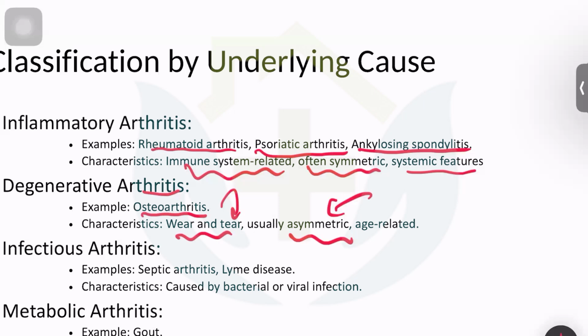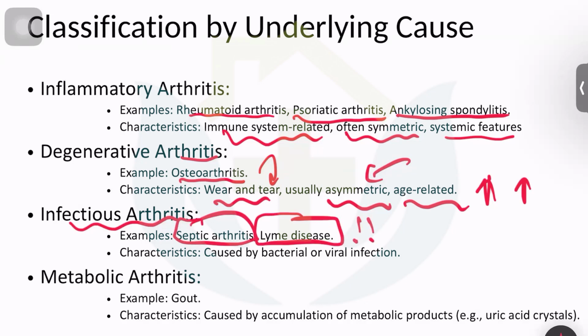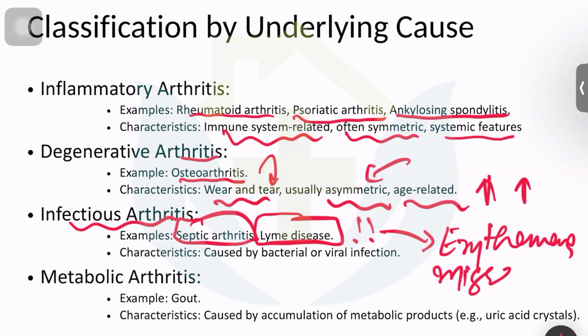Whichever joint is used more will be affected more, and it is age related. The higher the age, the higher the incidence of osteoarthritis. Infective arthritis: septic, Lyme's disease. Lyme's disease is known by a rash which is known as erythema migrans. So that brings me to something differential of it.